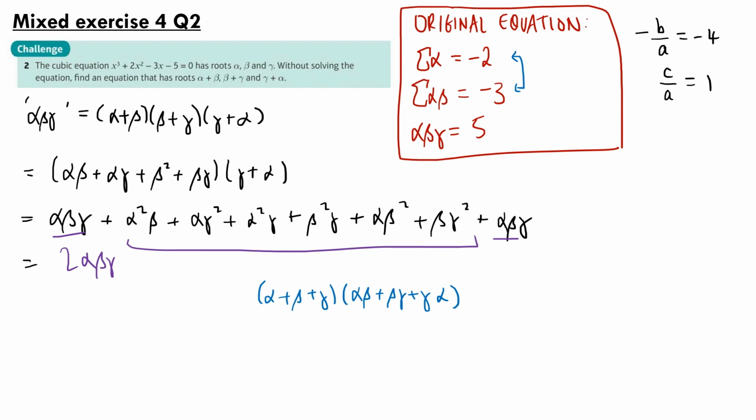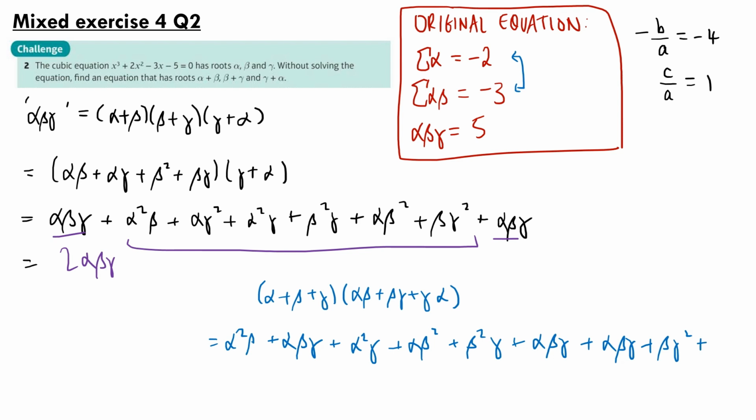So the reason why I thought this might be a good idea is because you can see we're going to get the alpha squared beta from the first two terms. Then we're going to have alpha beta gamma. Then we're going to have alpha squared gamma, which is another term from up there. Then we're going to have alpha beta squared, which is another term from up there. Beta squared gamma, another term. Alpha beta gamma. And then we're going to have alpha beta gamma again, plus beta gamma squared, plus alpha gamma squared.